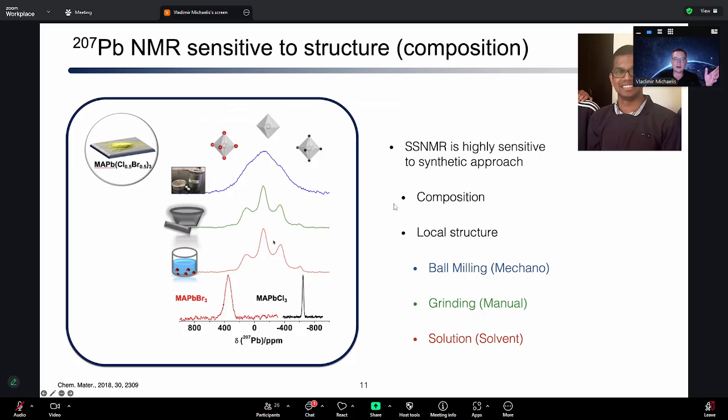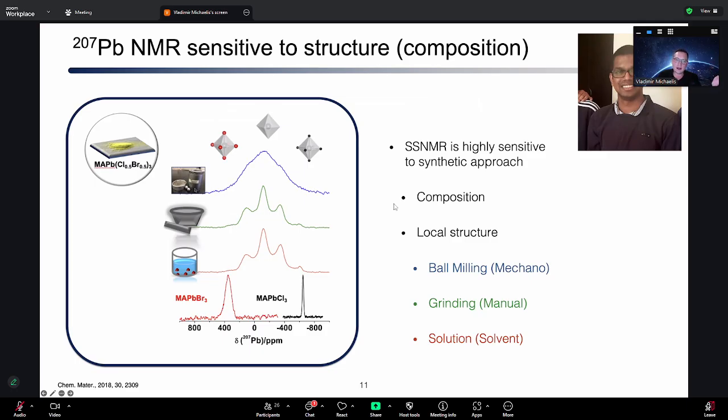So what you see here is in the solution synthesis, based on the kinetics of the crystallization and the thermodynamics, you actually get a chlorine-rich phase forming here. And so you have a domain that's chlorine-rich and a domain that's bromine-rich. When you do low energy ball milling, you actually see the 5 unique chemical environments. 2 of them are slightly hidden here. And this is due to a fact that mechanically, you average out all the chlorine and bromine throughout the composition.